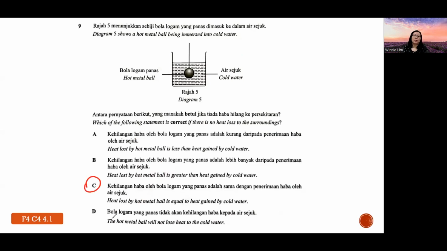And lastly, the hot metal ball will not lose heat to the cold water. No, they will actually release heat, which means the heat released is absorbed by the cold water until thermal equilibrium is achieved.